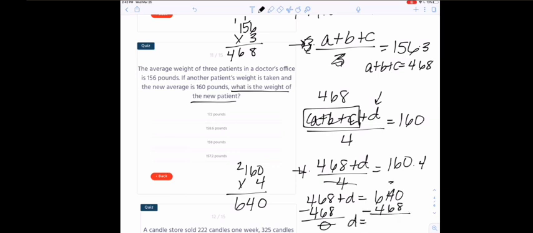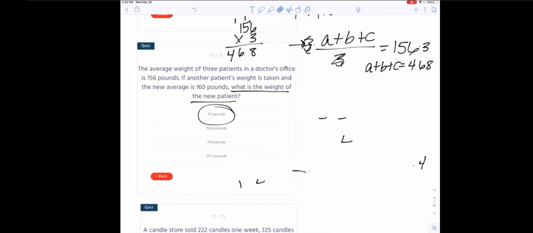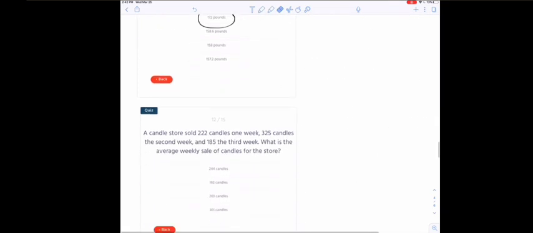So D is equal to, borrow here, 10 minus 8 is 2. I can't do 3 minus 6, so I borrow here also. 13 minus 6 is 7, and 5 minus 4 is 1. So D is 172. So the new patient's weight is 172 pounds. Okay, I hope you got it. When you're ready, let's move on to the next one.